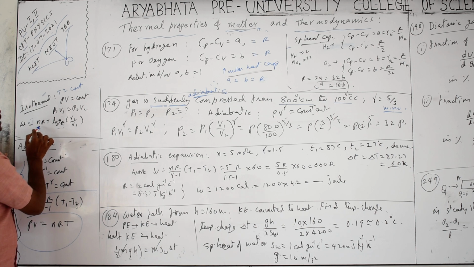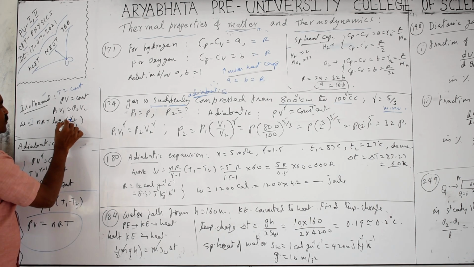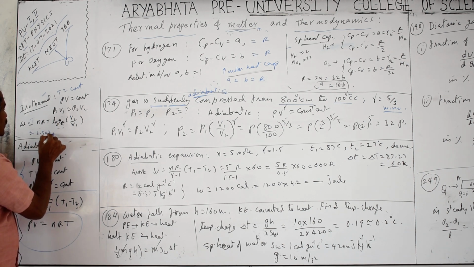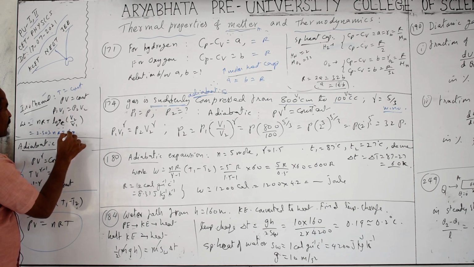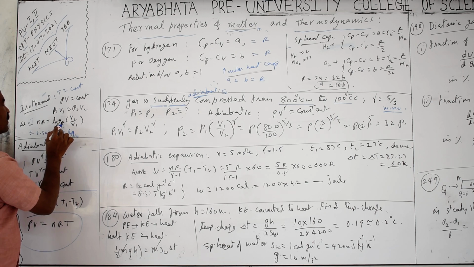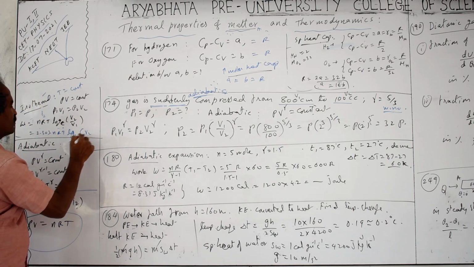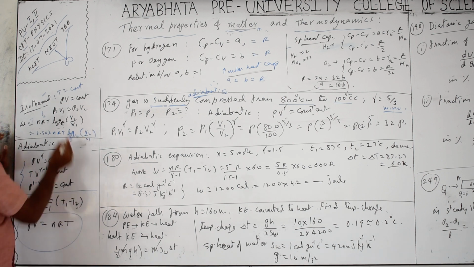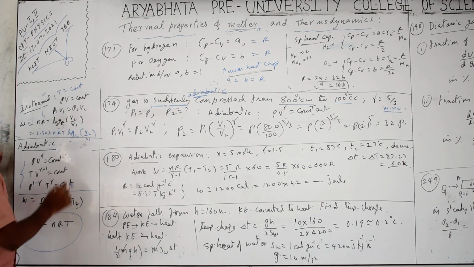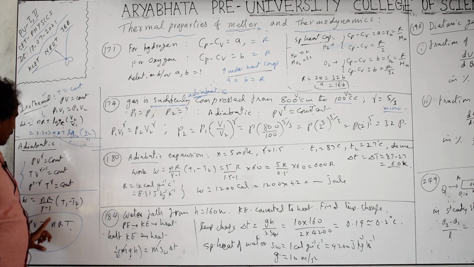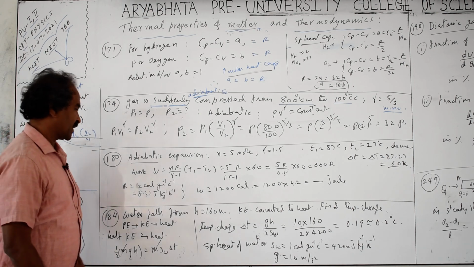Work done in the isothermal process is nRT log base e of V2 by V1. If this log base e is converted into log base 10, multiply by 2.3026. Without writing a base, it means base 10 only. Log base e can also be written as ln, into V2 by V1. Since P1 V1 equal to P2 V2, V2 by V1 can be replaced with P1 by P2. This is for isothermal work done, and the other is adiabatic work done. If it is 1 mole of gas, n equals 1, which we generally take.